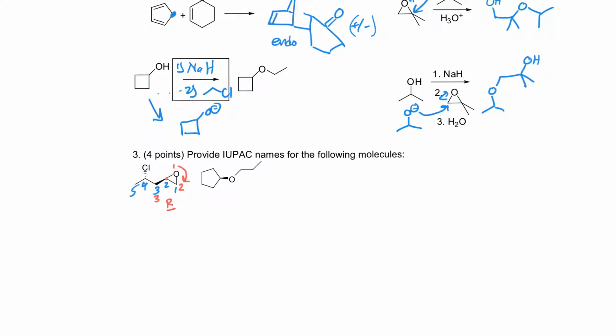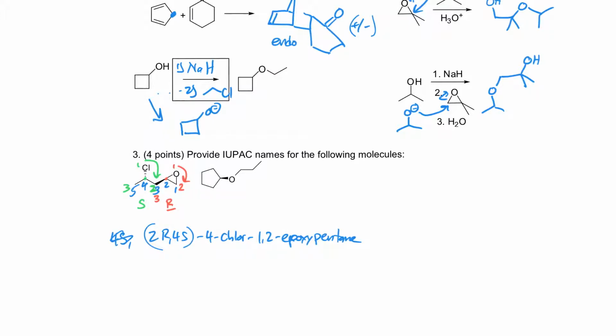Let me change colors and analyze the carbon bearing the chlorine. The chlorine is number 1. The rest of the molecule is number 2, and the methyl is number 3. If I count 1, 2, 3, that again gives me clockwise, but the hydrogen is pointing towards us, so this should be S. Let's go ahead and put our name together now. We have 4S. This should be 2R4S, 4-chloro-1,2-epoxy pentane.